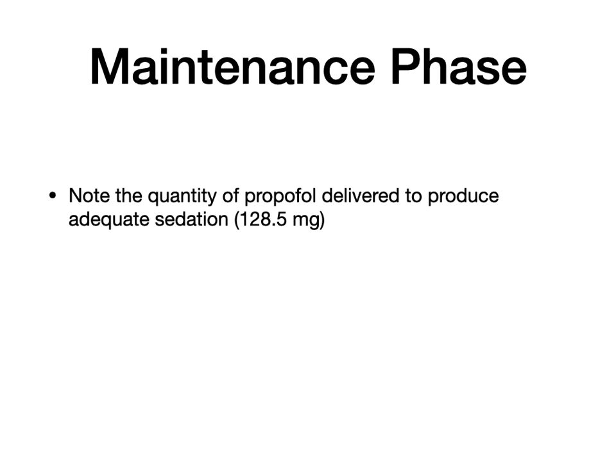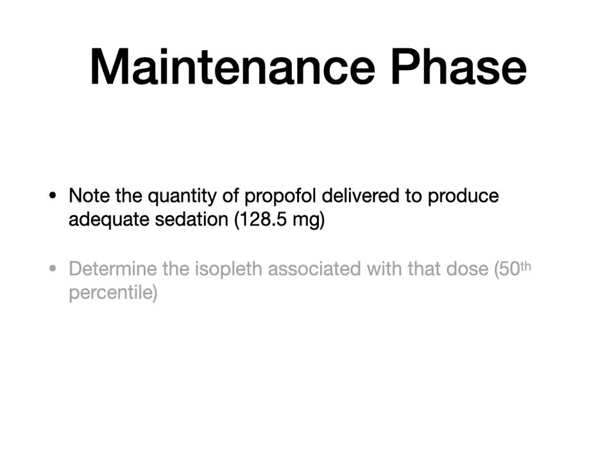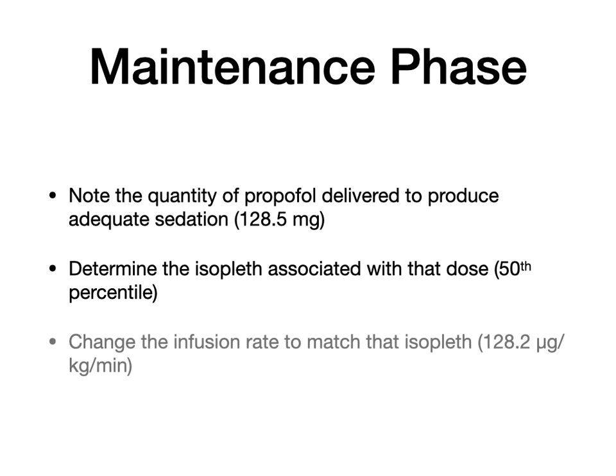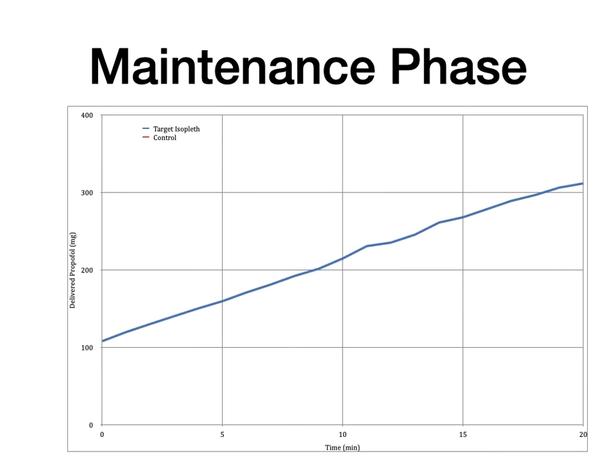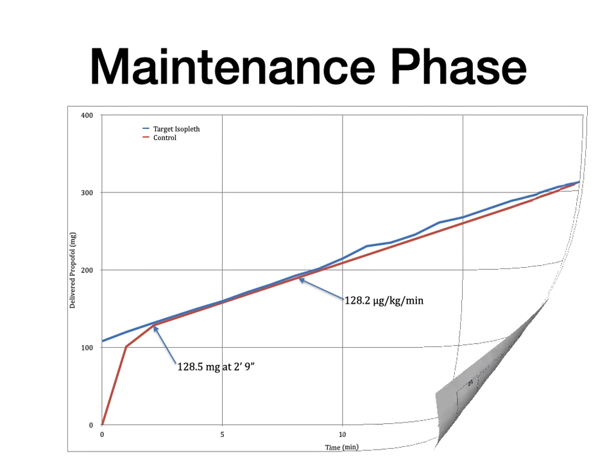Once we have adequate sedation, we note the amount of propofol required to produce this, determine the isopleth associated with that dose, and change the infusion rate to match that of the isopleth. Here's our 50th percentile isopleth, and our control sequence, which passes through 128.5 milligrams at 2 minutes and 9 seconds, and is followed by 128.2 mics per kilo per minute.